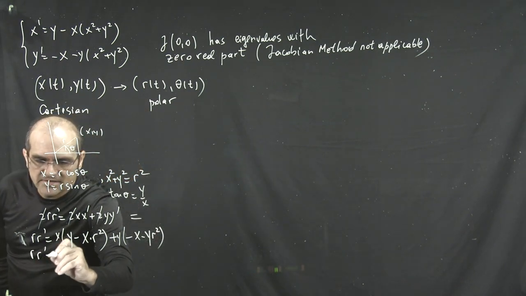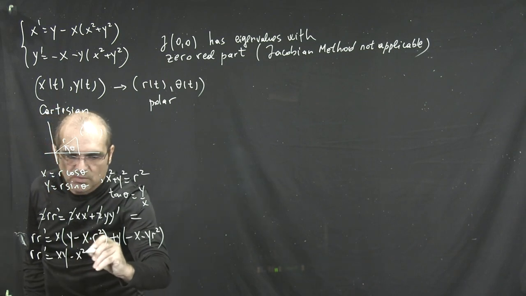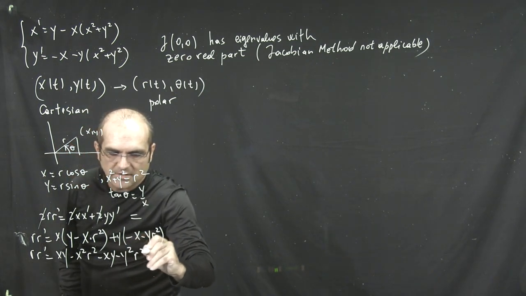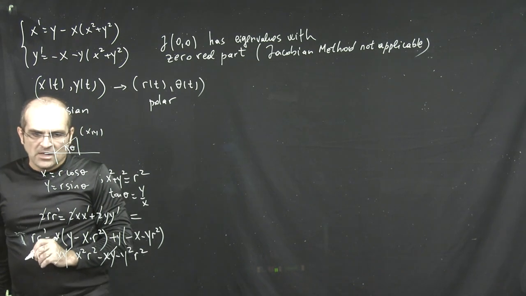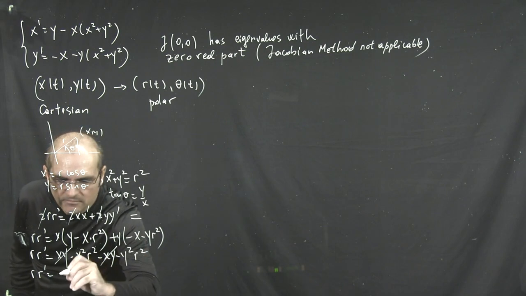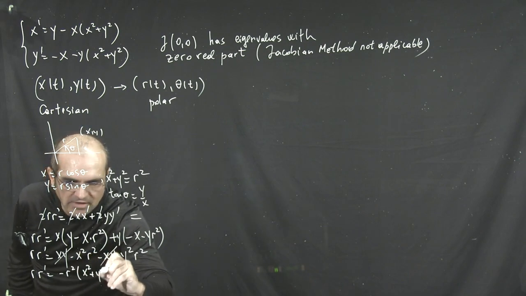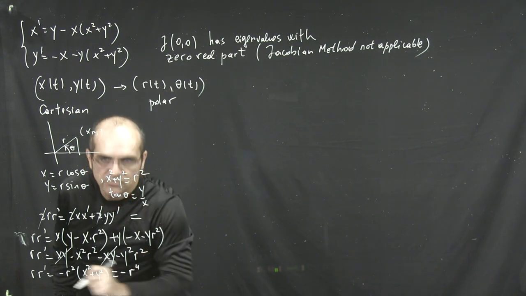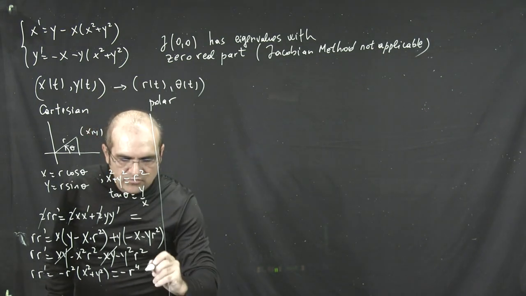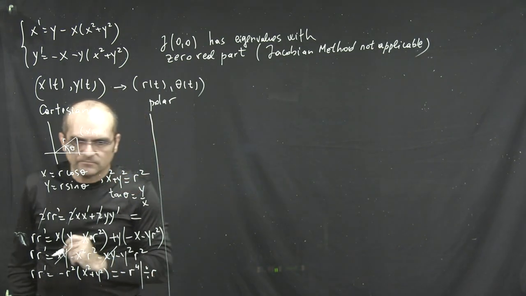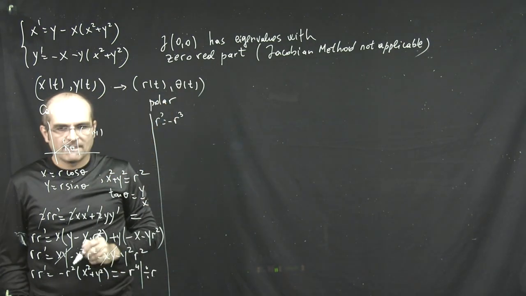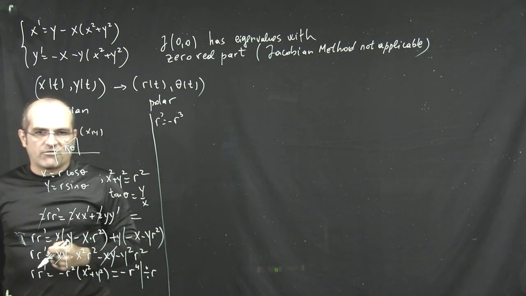Okay, so let's simplify this a little bit. We have xy minus x squared r squared minus xy minus y squared r squared. So x and y cancel, and we can pull out minus r squared, and you're left with x squared plus y squared, which is another r squared. So combined, they form r to the 4. We divide by r on both sides, and then r prime is equal to minus r cubed.